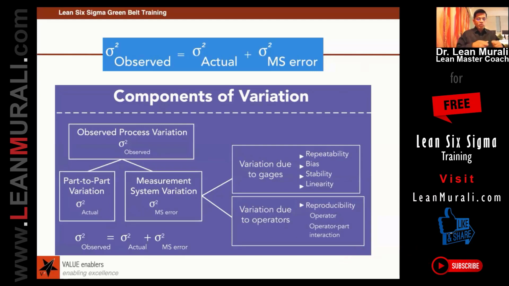Because if you ask me to measure a piece of cloth, I may not measure as competently as the person at the counter. So that is called reproducibility error, operator to part, and things like that. Let's stick with reproducibility. And measurement variation due to gauges can be due to repeatability, bias, stability, and linearity.